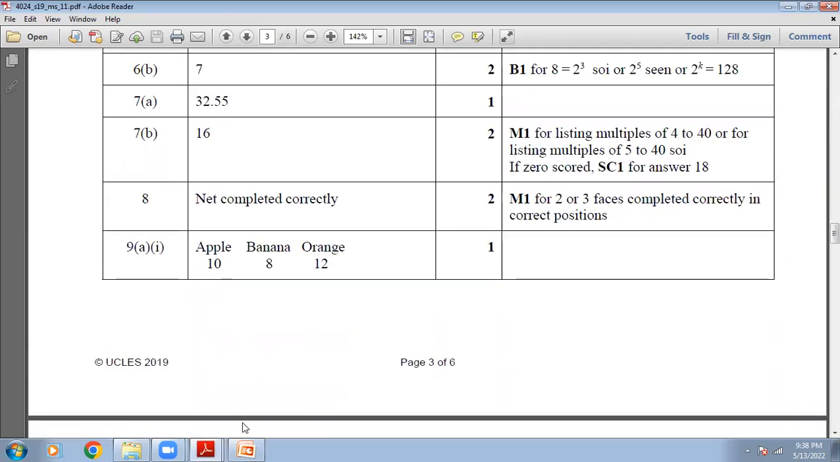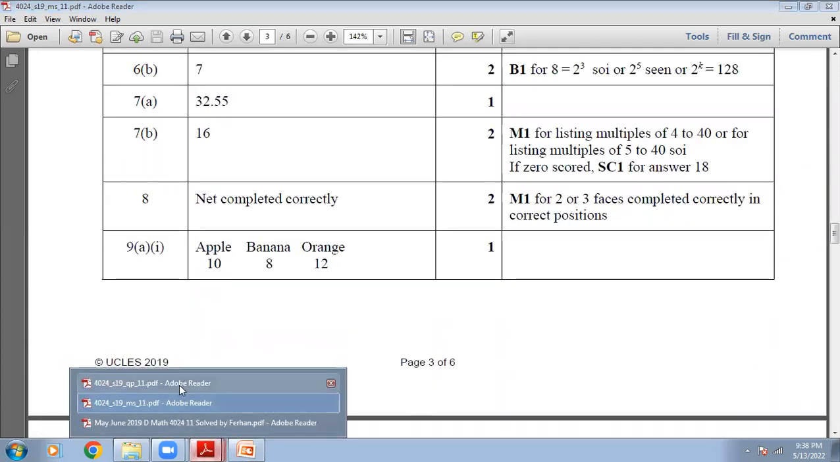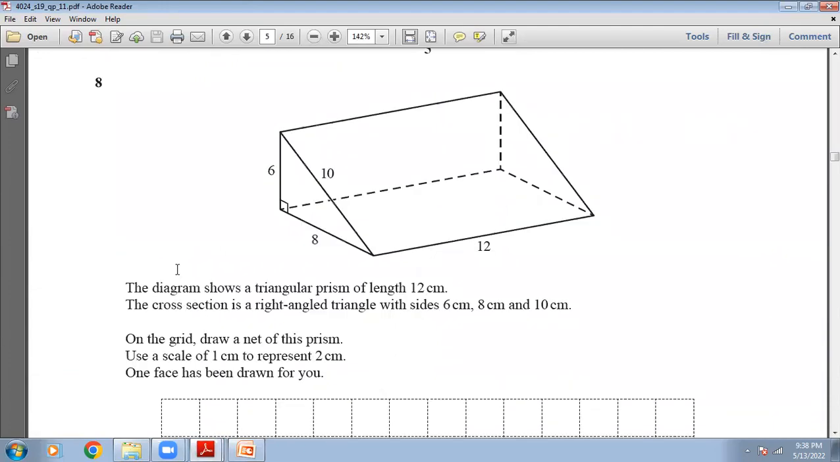16 is the right answer, sir. Okay, so we are going to the next question. The next question is, he says the diagram shows a triangular prism of length 12 centimeters. The cross section is a right angle triangle with sides 6, 8 and 10 centimeters.